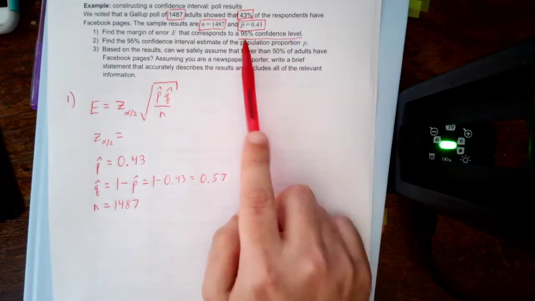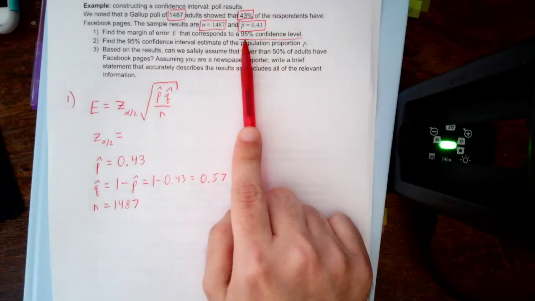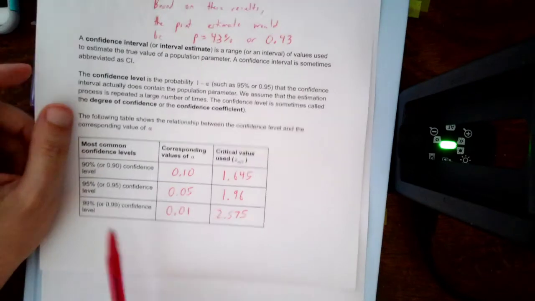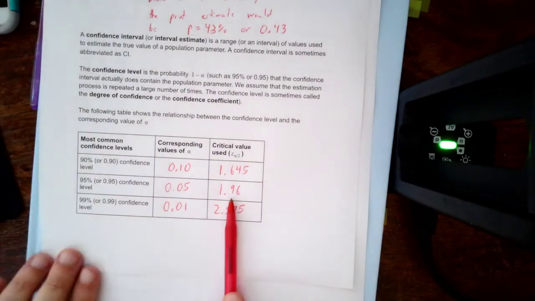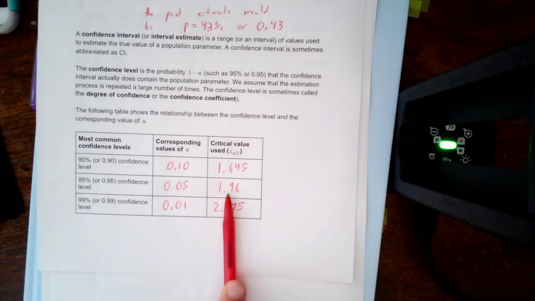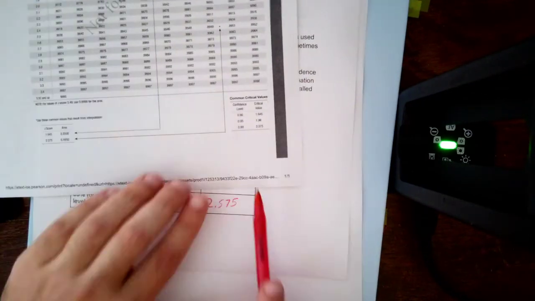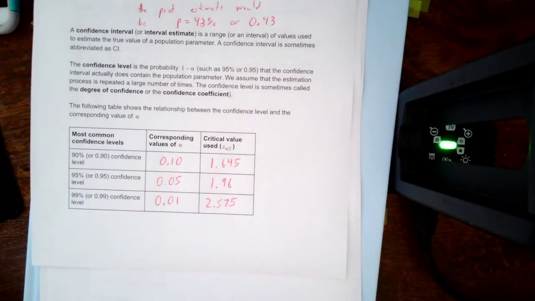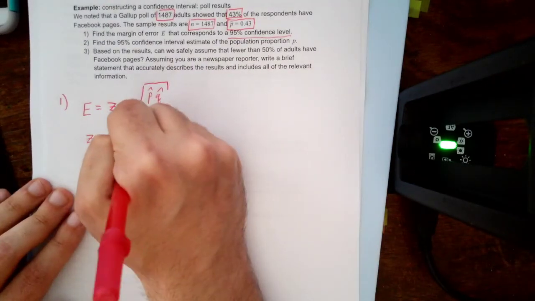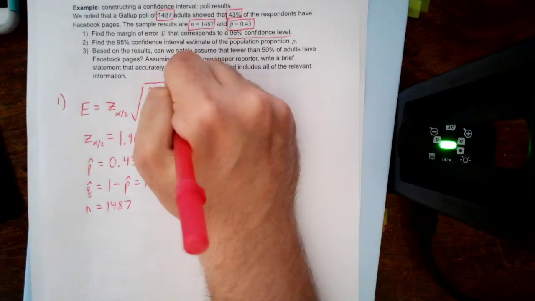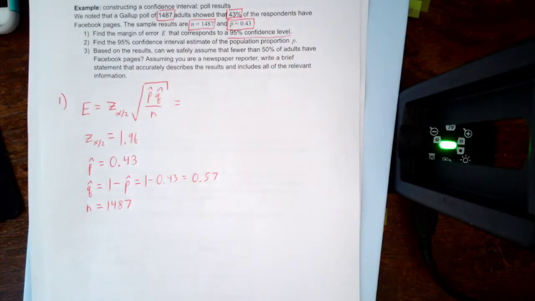Lucky for us, the question says we're at the 95% confidence level, which, remember, on the first page, we said the critical value for the 95% confidence level is 1.96. You can also find it on your table here. 1.96, right? 1.96 is our critical value. So let's write 1.96. So now I'm going to plug these numbers into my formula.